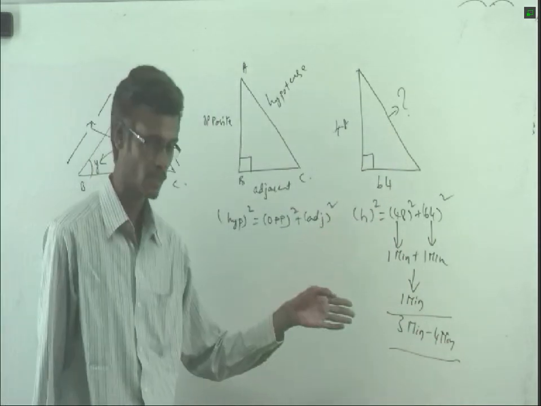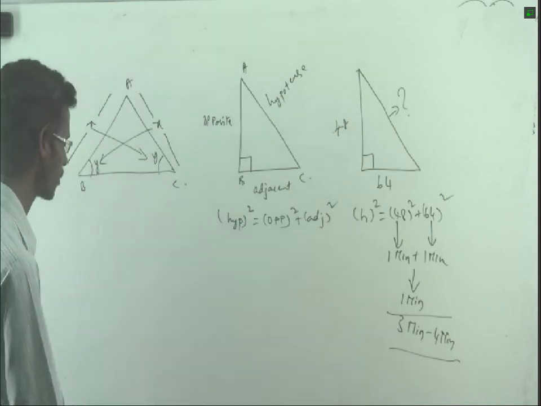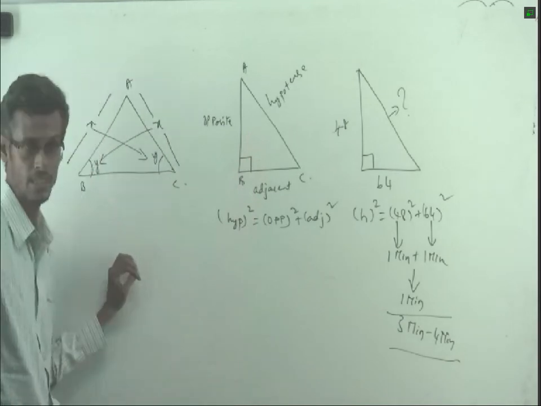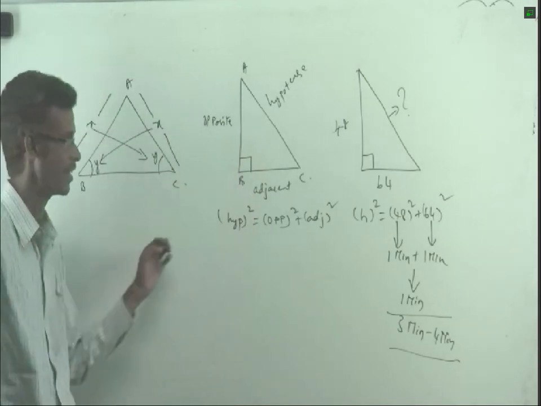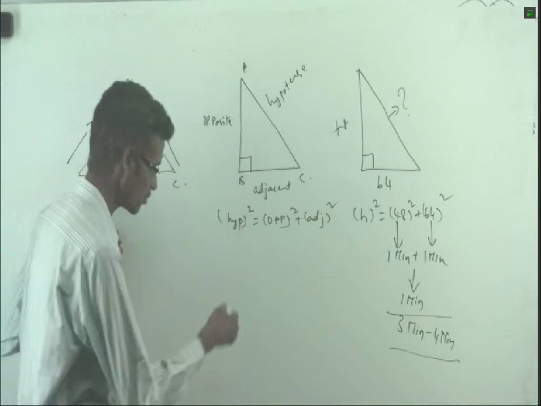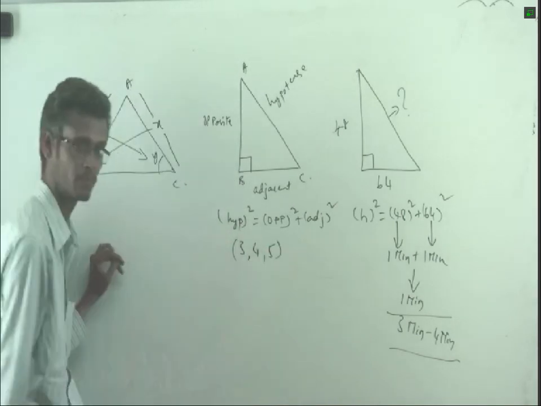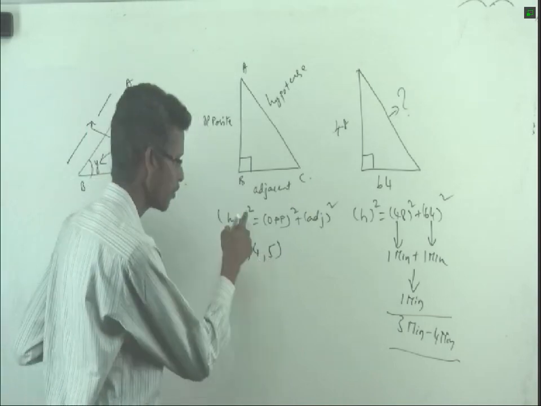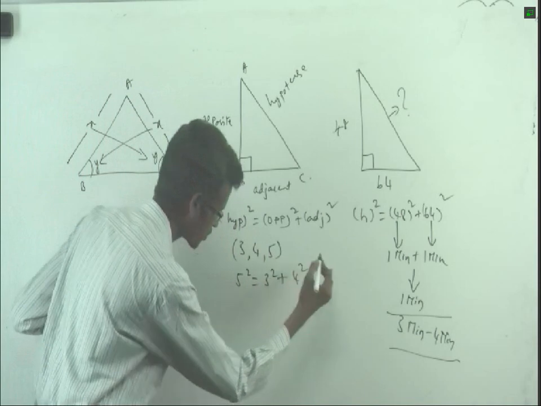But in order to avoid this, in order to save time, let us look into the logic of the Pythagoras theorem. We can call a triangle a right angle triangle only if the triangle sides satisfy this property. That means, for example, you take 3, 4, 5. 3, 4, and 5 satisfy this Pythagorean property, like 5 square is equal to 3 square plus 4 square.